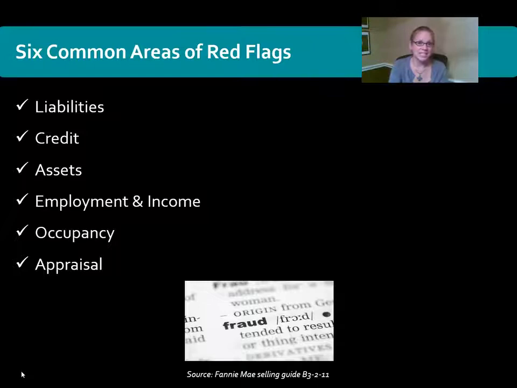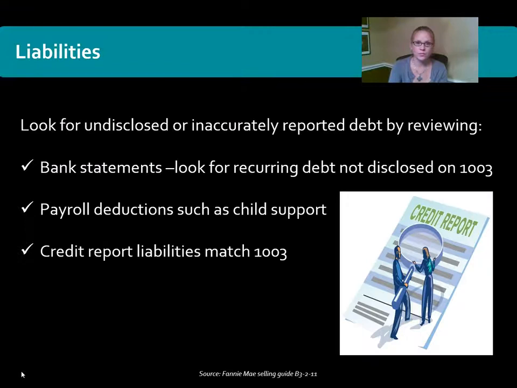I have listed the most common areas of red flags. I'm going to go ahead and break down 6 categories, and those categories consist of liabilities, credit, assets, employment and income, occupancy, and appraisal. So let's start with liabilities.